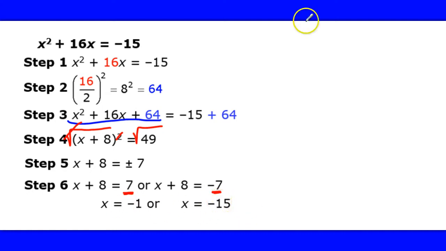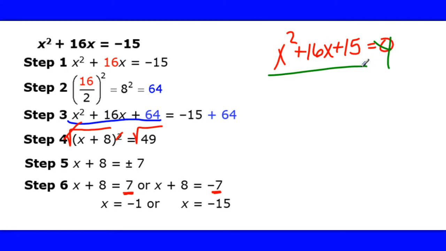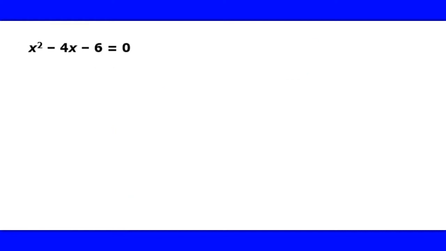Now, just a really quick reminder, you can always check this by setting it equal to 0, which would be x squared plus 16x plus 15 is equal to 0. Replace the 0 with a y. Throw that into your calculator and graph it, and you should see that it crosses the x-axis at -1 and -15. Okay, so now with your steps in hand, you try this one.